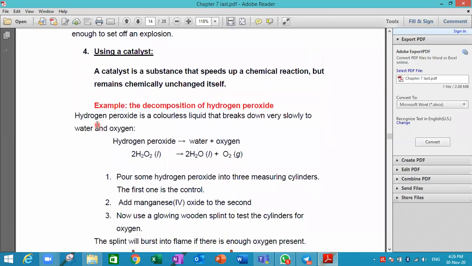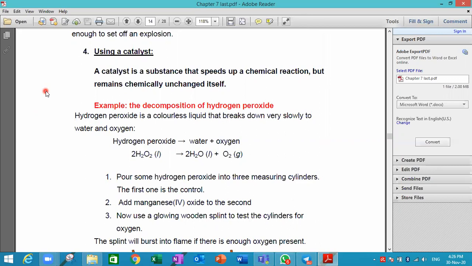Now we want to study the effect of using a catalyst. What is a catalyst? Do you know what's a catalyst? It's something that speeds up chemical reactions, but it doesn't change itself. Yes, without itself being chemically changed.